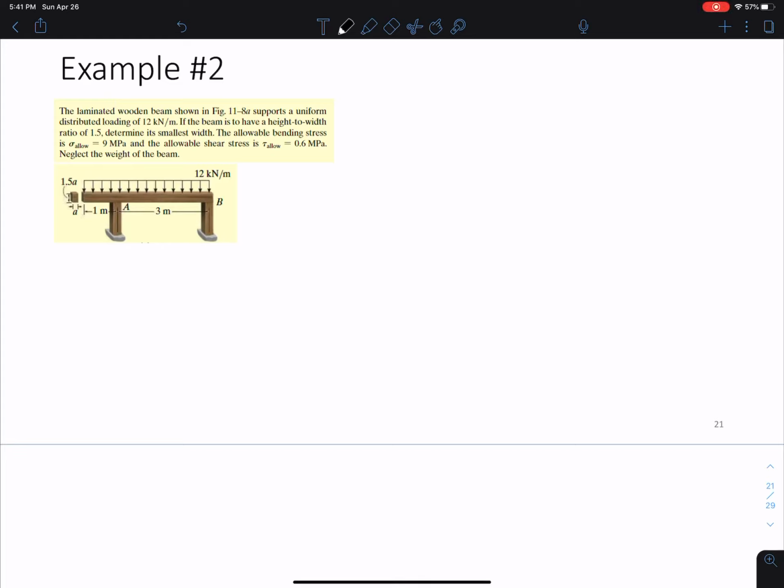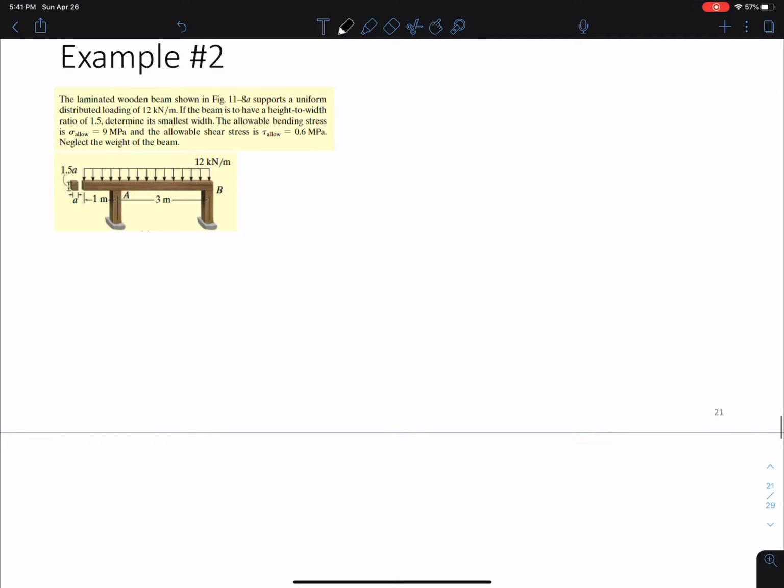All right, so this is example 2 from topic 9. We're going to start right where the other video left off and get into this example, okay? The goal here is to design this wooden beam with the supports shown here, and it's carrying a distributed load of 12 kilonewtons per meter, and we want to know what the smallest possible width we can have given a height to width ratio of 1.5 if our allowable bending stress and shear stress are given as follows, okay?